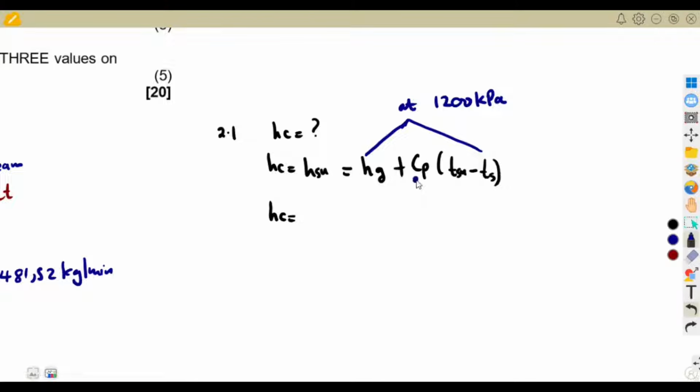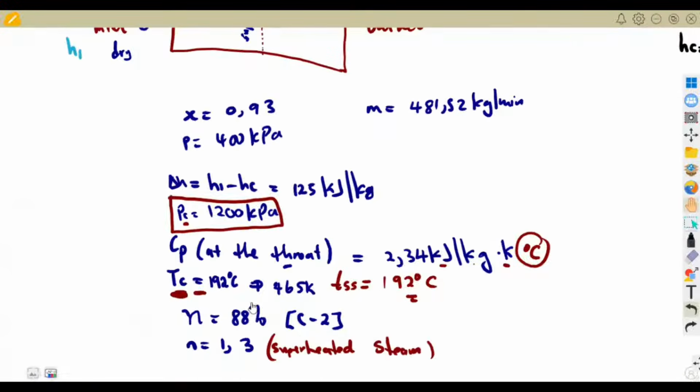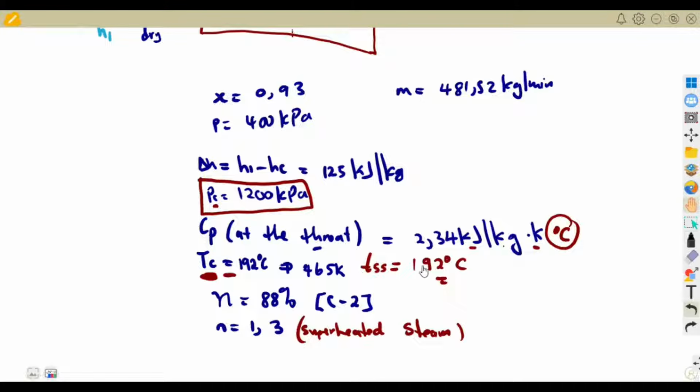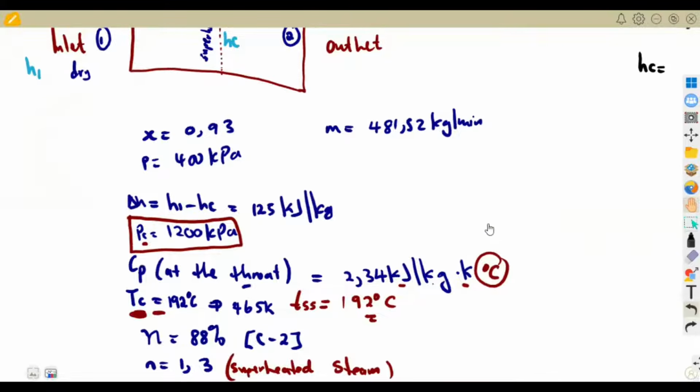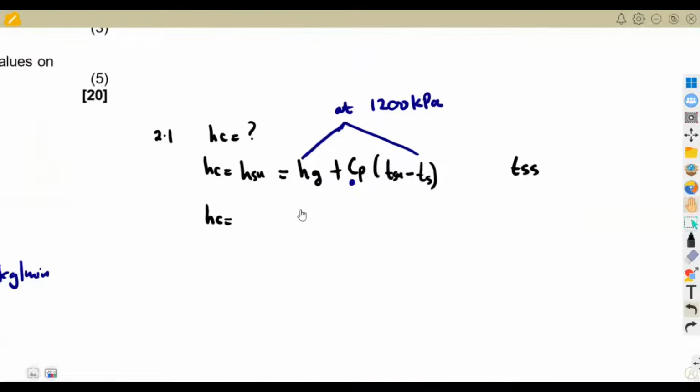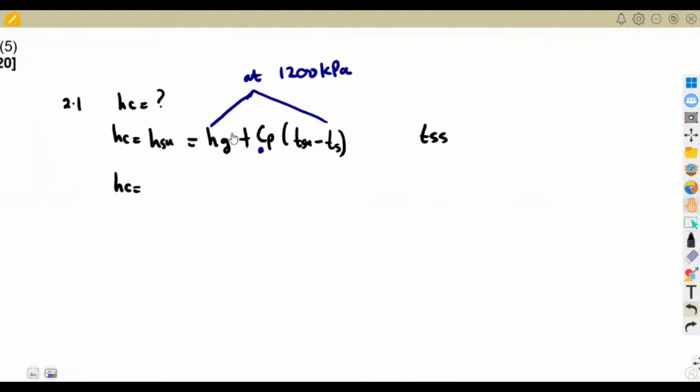As we know, this is the specific heat capacity of the superheated steam. This is the temperature of the superheated steam, the one that I wrote previously as TSS. If you still remember, we talked about the temperature at the throat. That is the temperature of the superheated steam at the throat. So we're going to need our steam tables in order to have Hg at 1,200 kilopascal and the saturation temperature at the same pressure of 1,200 kilopascal.